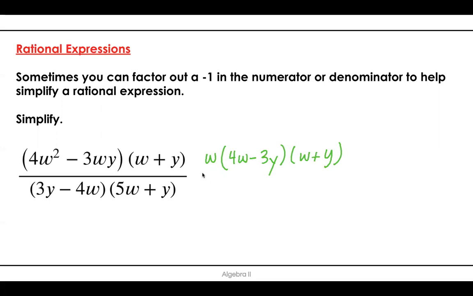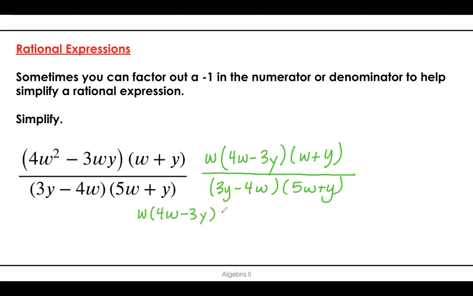And then on the bottom, I have 3y minus 4w times 5w plus y. So when you look right here, my 3y is positive, my 4w is negative, and it's the opposite here in the numerator. So what I'm going to do is keep my numerator, w times 4w minus 3y and w plus y.